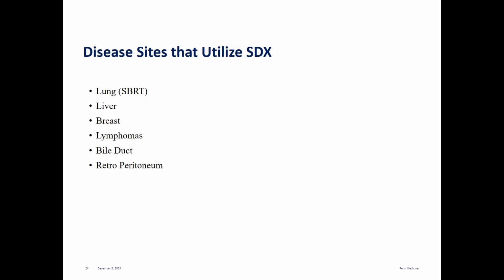Disease sites that we use for SDX. We do a lot of lung SBRTs, livers, breast, lymphomas, bile ducts, retroperitoneums, a lot of things that are very close to the diaphragm that tend to move a lot, things in the lung. The breast is important because it gets the lung and the heart out of the way and less lung dose.